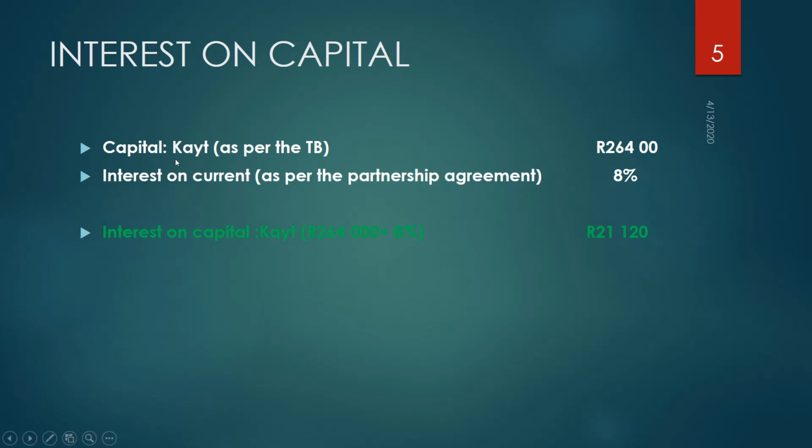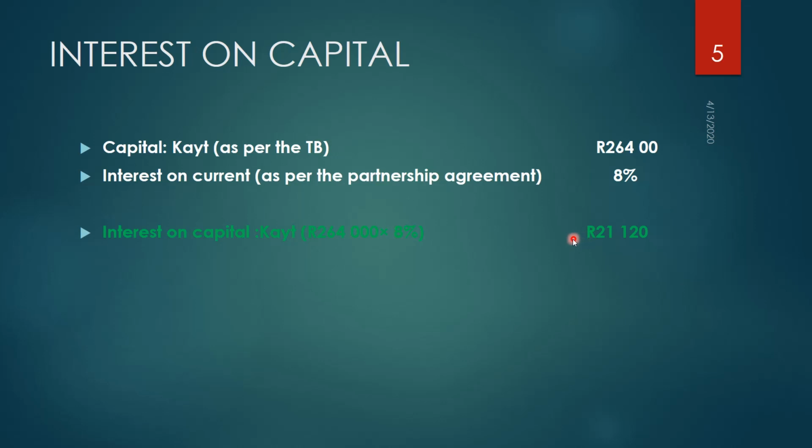The interest on capital will be determined by taking the amount as per the trial balance. For Kate, we were given an amount of 264,000. Please note there's an extra zero there, apologies. And then we're going to apply the percentage of 8% as provided as per the partnership's agreement. We're going to multiply the 264,000 by the 8%, and we're going to obtain an amount of 21,000, which we're going to take to the note to the current account. This amount specifically relates to Kate.